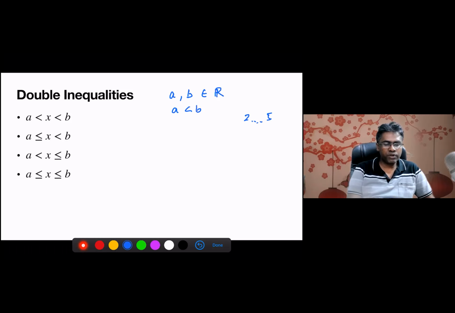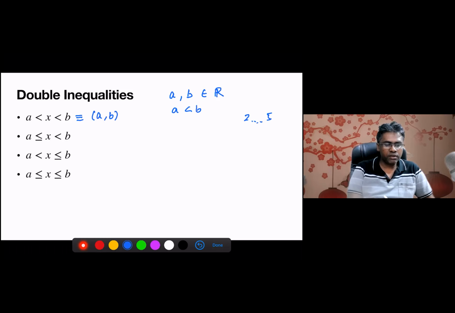Suppose X is between A and B, but neither A is included nor B is included, then they are represented by using these open brackets, the normal ones, (A, B). So that's a notation for interval. It's the same as this. So they are the same.